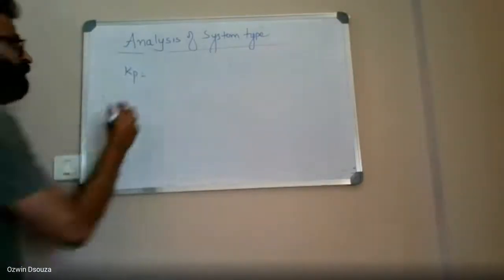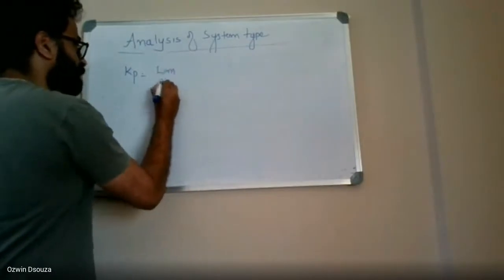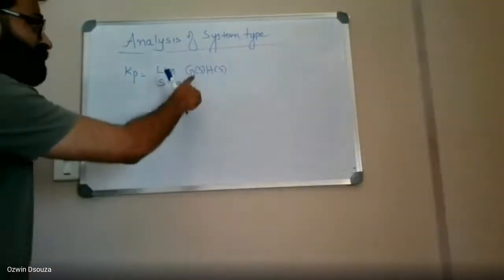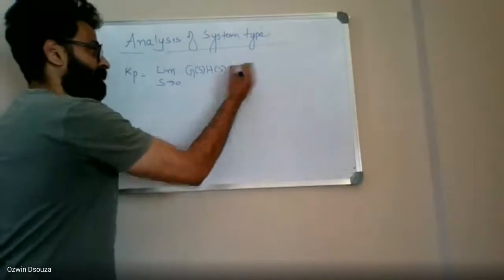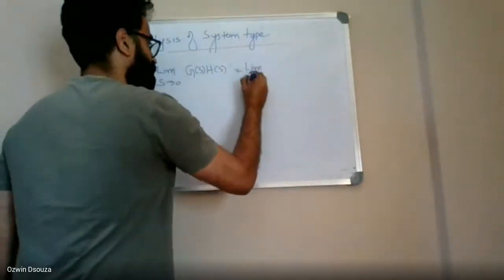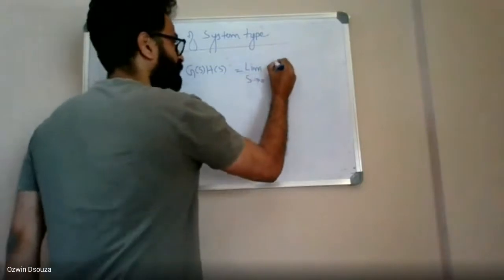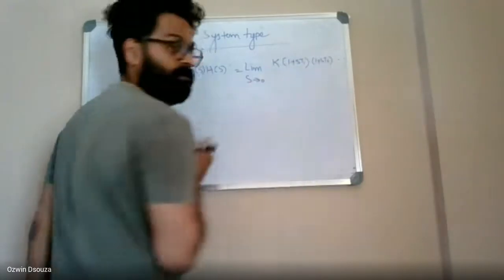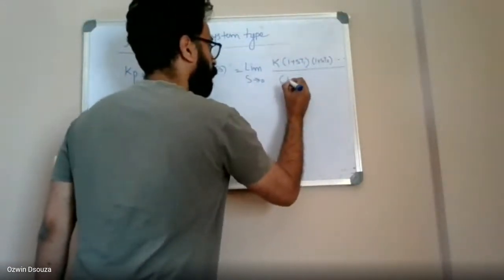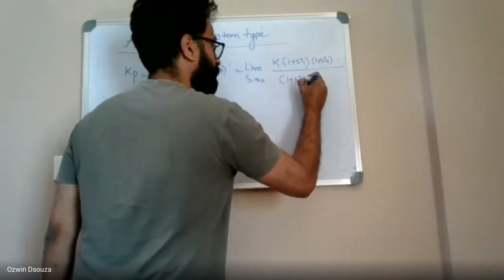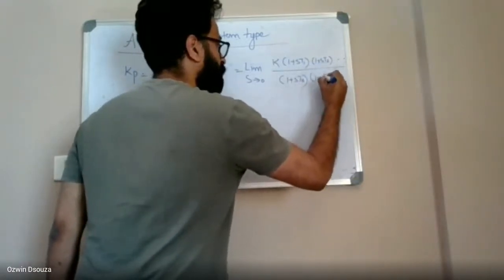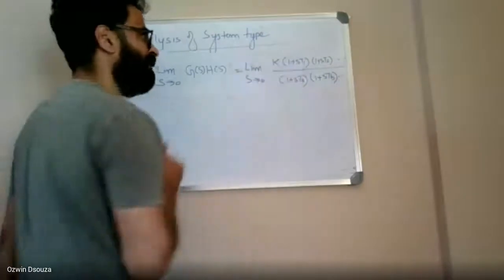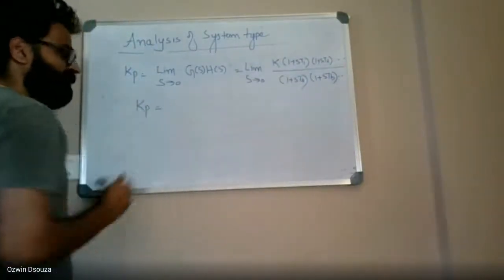Kp, we have written Kp as limit s tends to 0, G(s) into H(s). We have an expression for G(s) H(s), right? What is it? We have already expressed it. G(s) H(s), for a type 0 system, we have taken K into (1 plus sT1)(1 plus sT2), so on and so forth, divided by (1 plus sTa) into (1 plus sTb), so on and so forth. Now you apply the limiting condition and see what you get as Kp value.